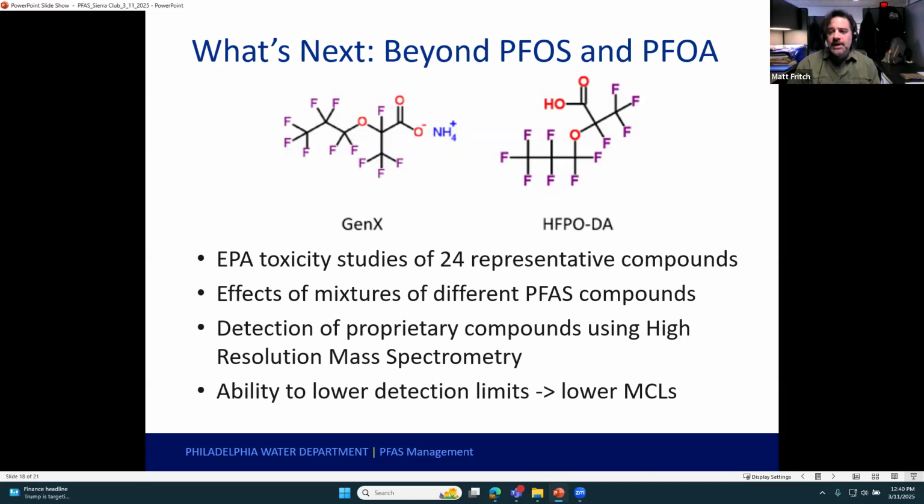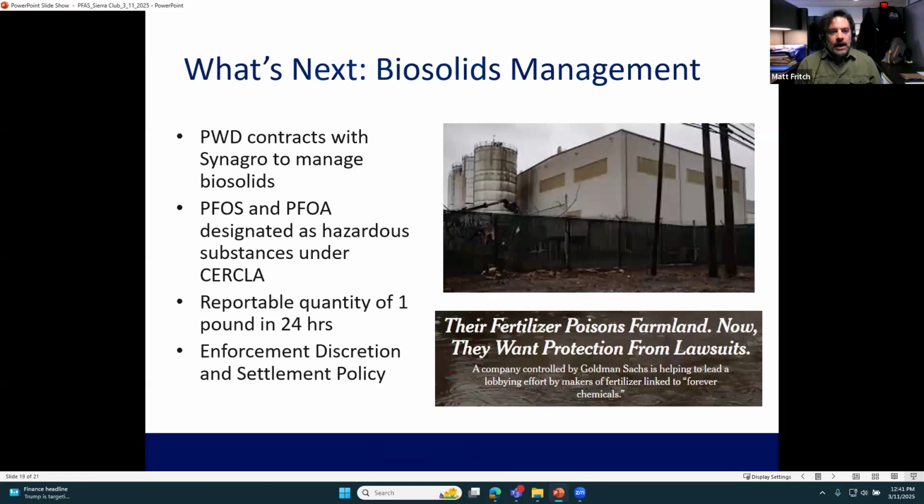The EPA is coming out with more toxicity studies to represent the array of compounds that we're experiencing. We can expect that as our detection methods get better, we may see a lower MCL. And we want to also look at the effects of mixtures of compounds. Instead of looking at how one compound affects human health, how do mixtures and combinations of different compounds have a different kind of toxicological effect? I mentioned biosolids briefly. If you don't know, biosolids are made from sewage sludge for land application for mainly agricultural purposes.